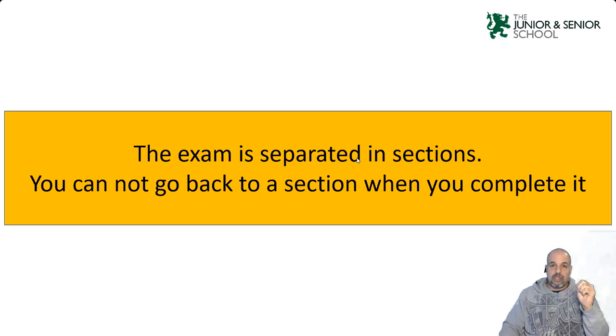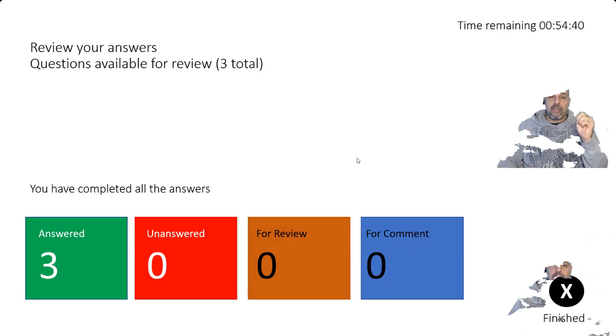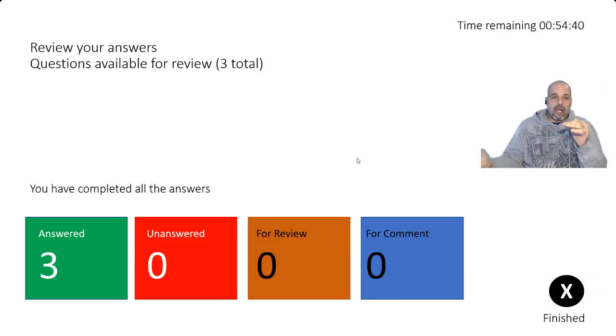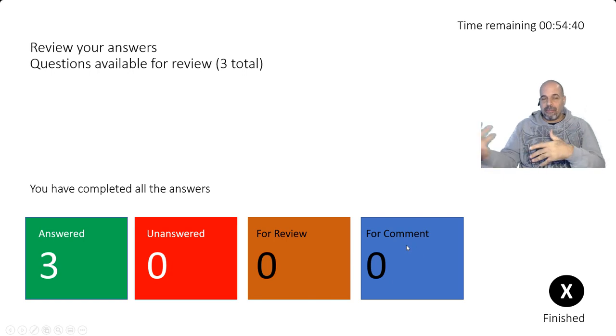And what confuses educators many times is this. When you finish a section, let's say this section here, I've created this in PowerPoint, so it looks similar to what you would get. But when you finish a section, and this particular section, let's say, was 3 questions, it will tell you how many of those questions you've answered in that section, how many are unanswered, how many you've marked for review, and if you've marked anything for comments so you can send back to Microsoft. And then it says finish.